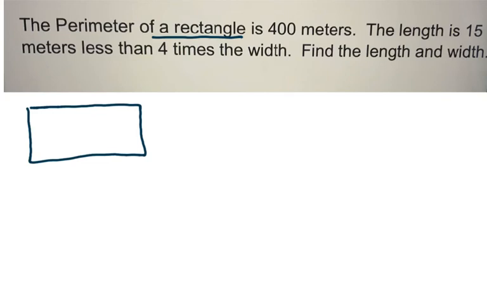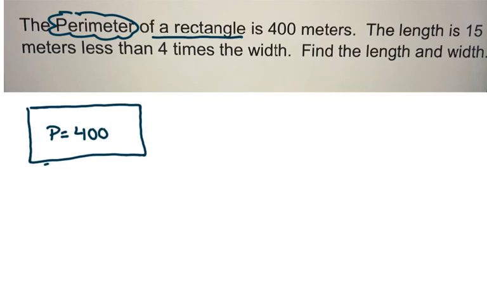Okay, if you don't remember what perimeter is, it means we're adding up all the sides. So if I'm talking about the perimeter, that means the whole perimeter is 400. That means that if I add up all the sides, the length is 15 meters less than the width.